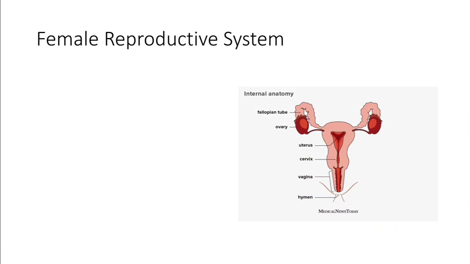Isn't this beautiful? Just like a flower. I remember my teacher telling the class that the female reproductive system looks like a flower. It's just like a flower. So what parts do we have?